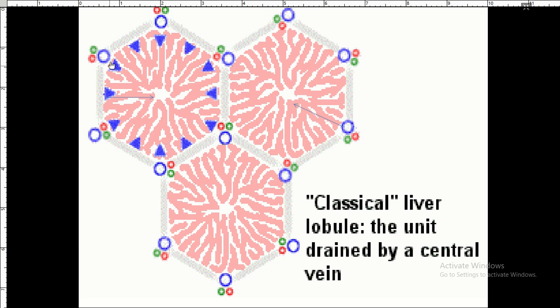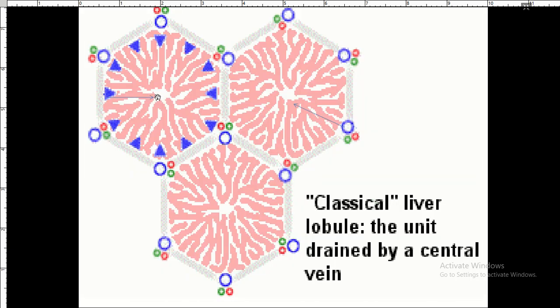As for the hepatic lobule, it shows the endocrine function, because you have blood going towards the central vein, right? Towards the central vein, which is an endocrine function.